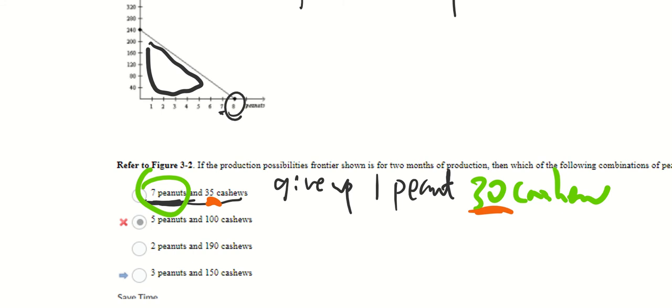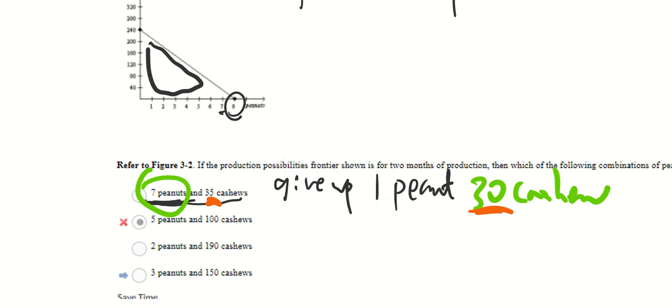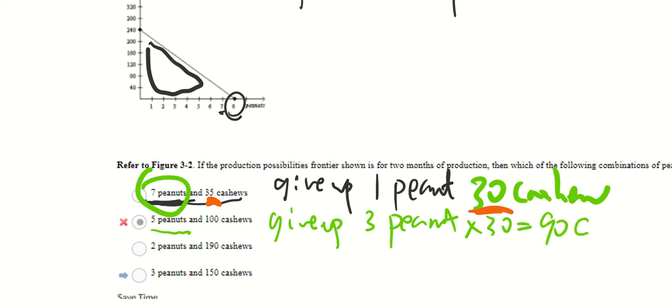So for the second one, all right, it is asking for 5 peanuts. So we're going to give up 3 peanuts. And for each one, it's equivalent to 30 cashew, so 3 times 30. So this will give you 90 cashew. But this combination here is asking for 100 cashew. That is also impossible, right?